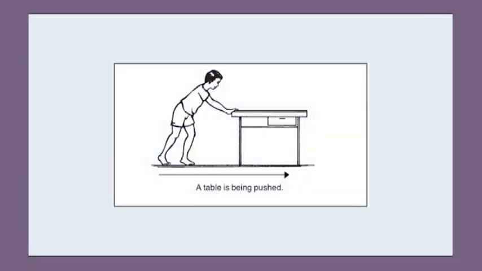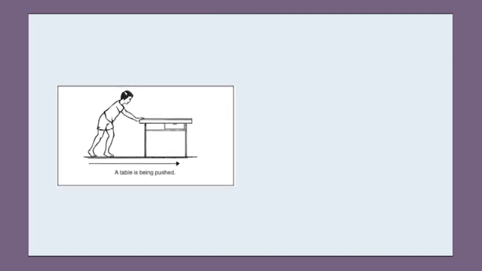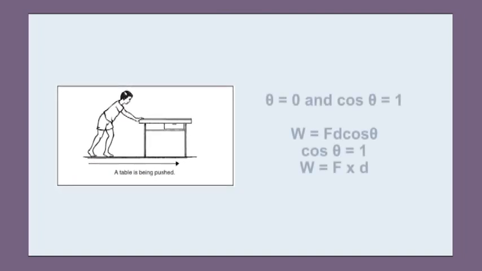Let us study the situation in which the motion and the force are in the same direction. In this image, the force and the motion are in the same direction. Since the force and the motion are in the same direction, θ is equal to 0 and cos θ is equal to 1. The equation for work is W = F × d × cos θ. But cos θ is equal to 1, so W = F × d × 1, or simply W = F × d.